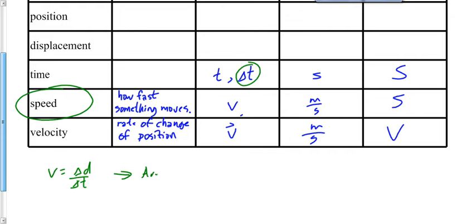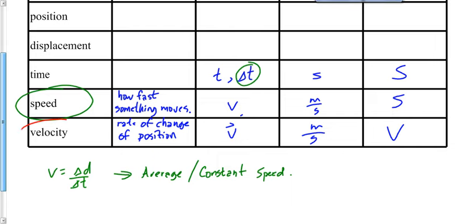This is for average and constant speed. If you're accelerating, if you're speeding up or slowing down, this equation is not valid. It's valid when you're going at a constant speed, a non-changing speed, or an average speed.